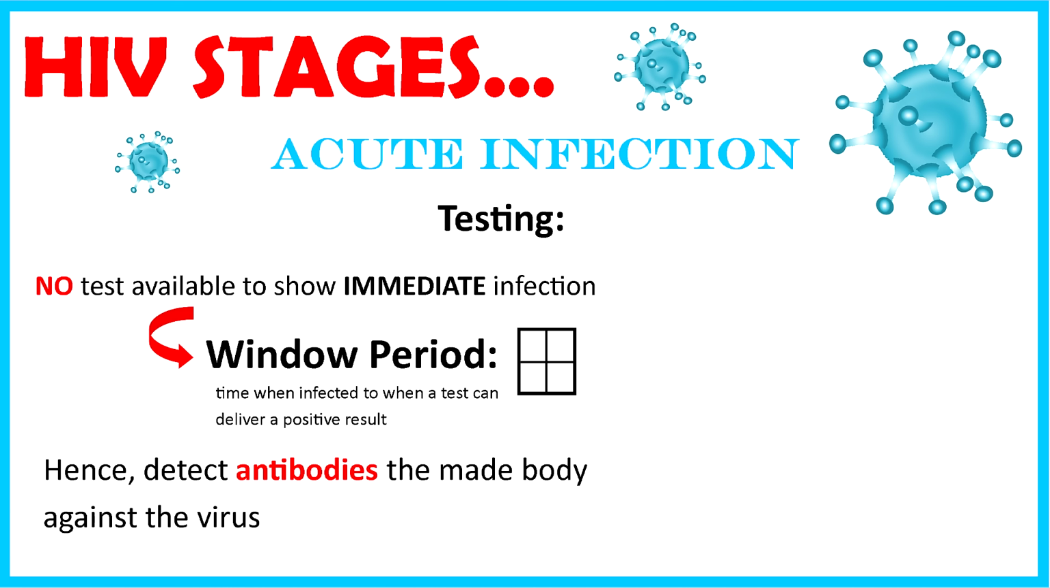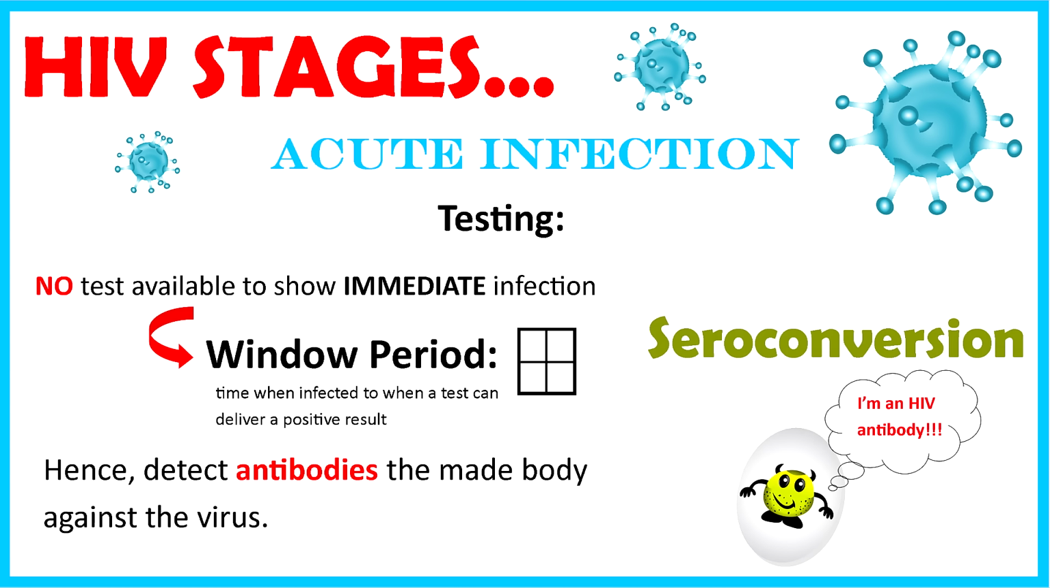There must be a window period that passes, and this is the time from when the person is infected to when a test can deliver a positive result, hence detects antibodies the body made against the virus. And this is known as seroconversion. So therefore, a person can have the virus in the body, get a negative test result because enough time hasn't passed for the test to come back positive.